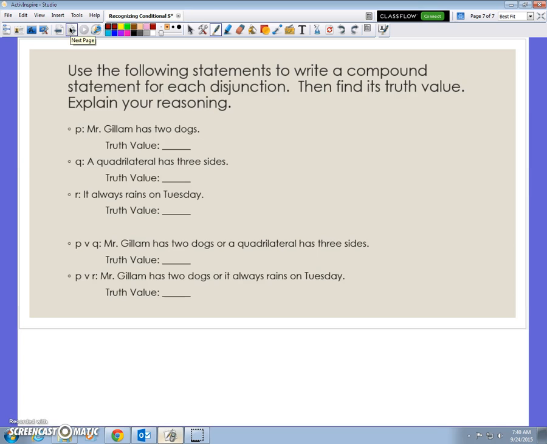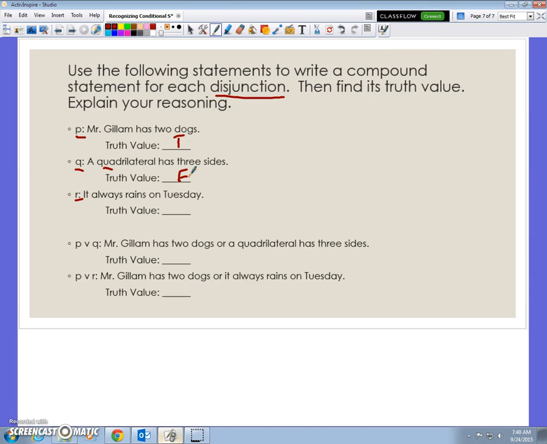So the last page here. It says, use the following statements to write a compound statement for each disjunction, then find its truth value. Explain your reasoning. So my statements are P, Q, and R. And the first one says, Mr. Gillen has 2 dogs. Well, you wouldn't know that really, but I know that. That's true. A quadrilateral has 3 sides. Now, the word quad tells me 4, and it says 3 sides, so I'm going to say that's a false statement. All quadrilaterals must have 4 sides.